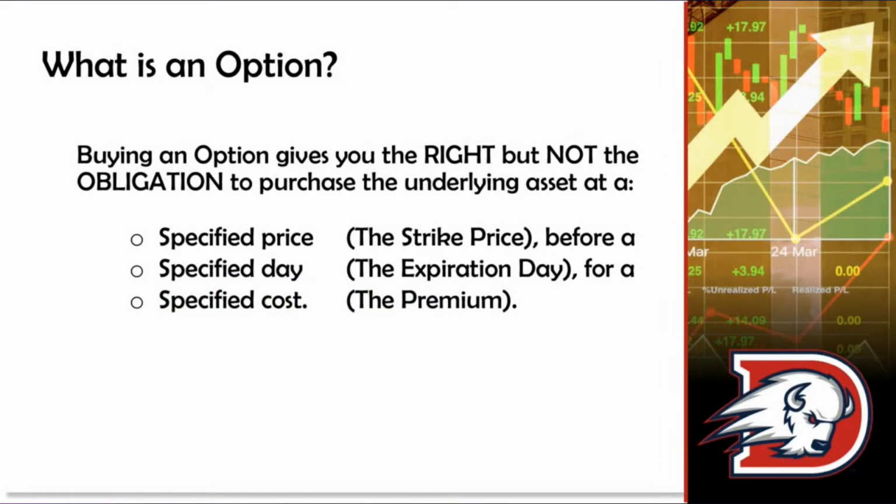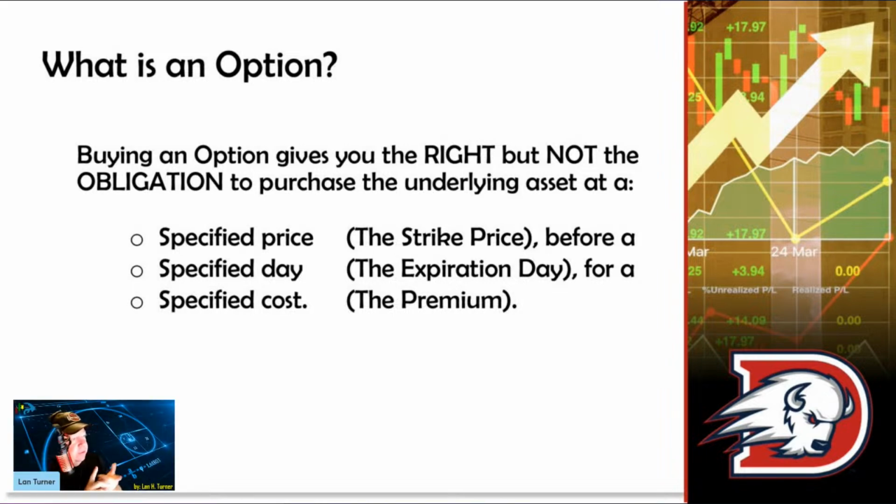So buying an option gives you the right, but not the obligation, to purchase the underlying asset at a specified price, which is the strike price, before a specified date, which is the expiration date, for a specified cost, which is the premium. All right. So the strike price is the specified price, the expiration date is a specified date, and the premium is the specified cost.